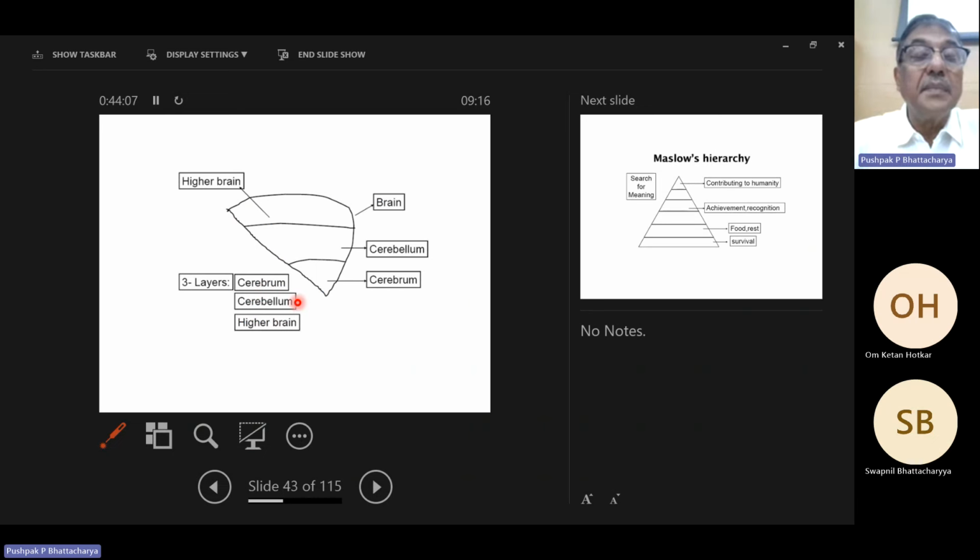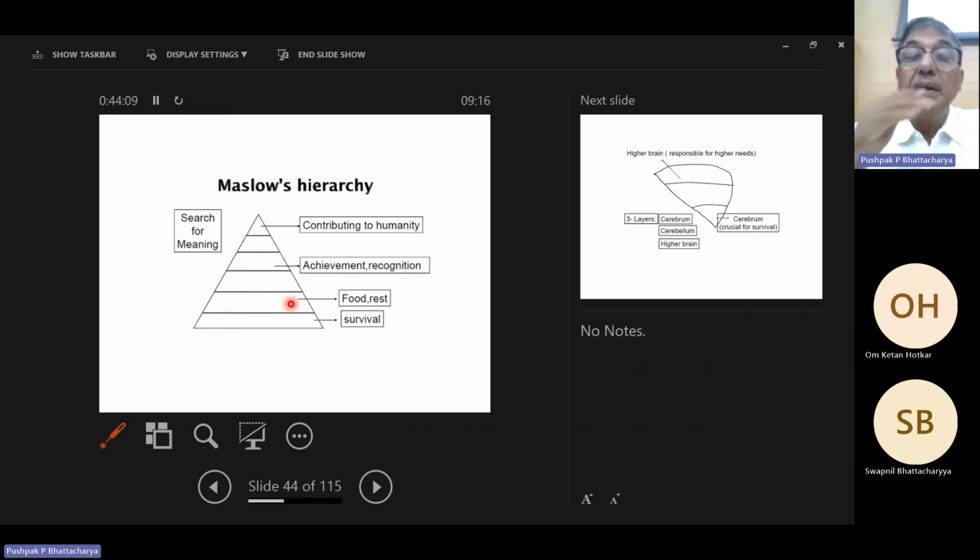Another important point about the brain is Maslow's hierarchy. Maybe you have read about it in some course on psychology. So Maslow's hierarchy is a pyramidal structure where, as living entities, our first instinct is survival. Okay? We must survive. The next requirement is food, rest, etc. Okay. Then the next requirement is achievement, recognition, and so on.